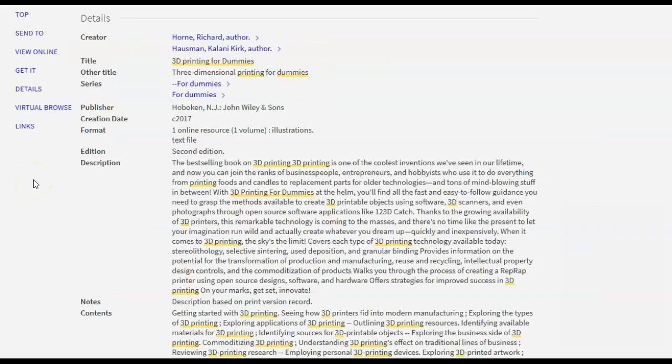At the bottom of the record, we can find additional details about the book, including a description. This information can help us decide if this resource would be useful.